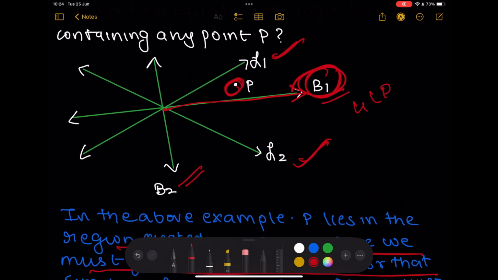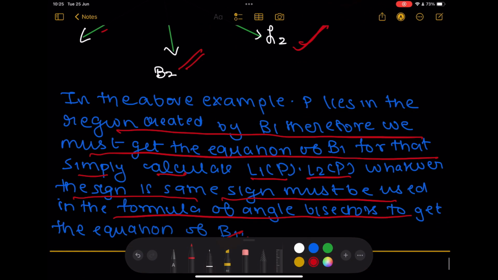I already told you L1 of any point. Whenever I use this representation, it means I'm substituting that point in the equation of L1 and I'm finding the value. Substitute point P in the equation of L1, substitute point P in the equation of L2. Then take the product of both of these. Whatever is the sign. Like suppose say the product comes out to be 10. Now 10 is positive, so whatever is the sign, you use the same sign in the above equation.